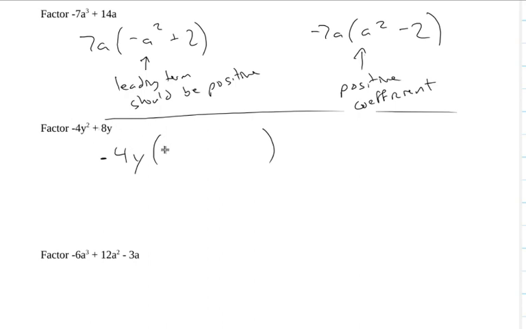Negative 4 divided by negative 4 is 1. Y squared divided by y is y. So I get 1y, which I'm just going to write as y. And 8 divided by negative 4 is negative 2. Y divided by y is 1, so we end up with negative 4y times y minus 2 here.